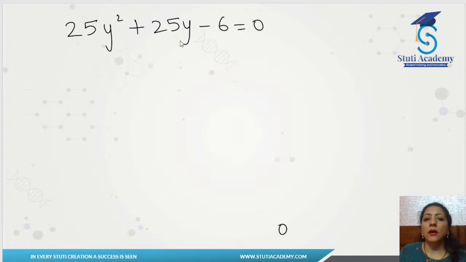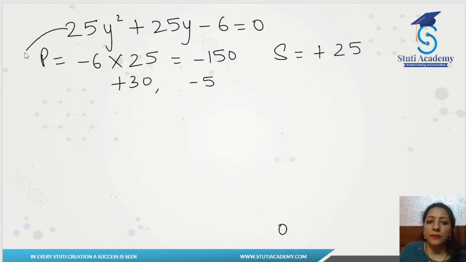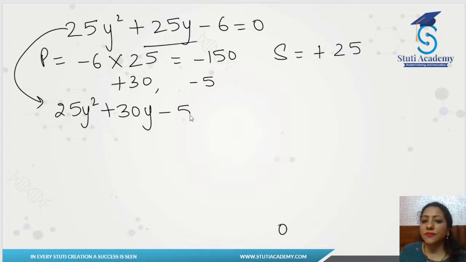So now here we solve it by factorization method. We want two numbers whose product is minus 6 into 25. Minus 6 into 25 will give us minus 150. And the sum we want positive 25. If we take positive 30 and minus 5, that is going to give us the sum positive 25 and will give us the product minus 150. Now we'll have 25y square. We split this and write this as 30y minus 5y.